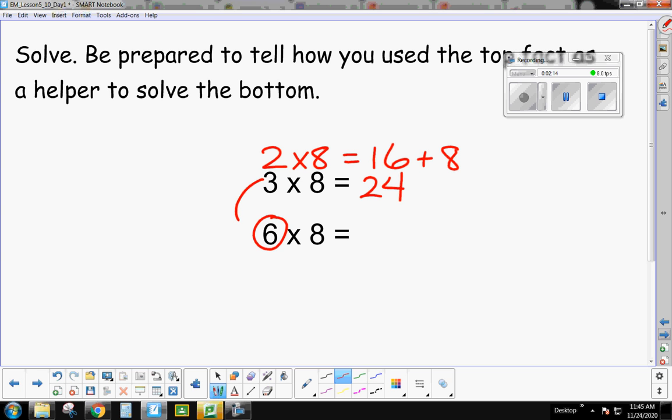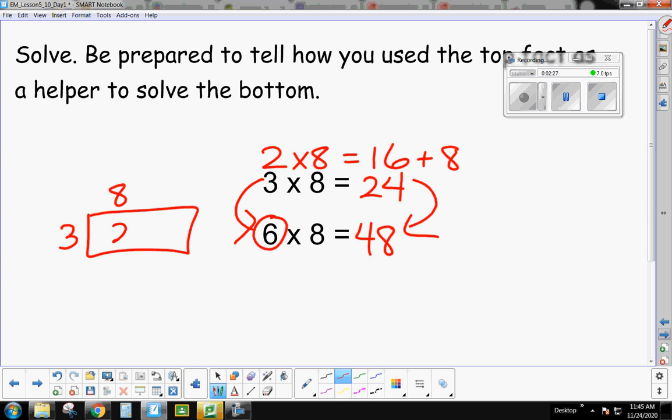6 is double 3, right? So I can take my 24 and double it. 24 and 24 is 48. That would be like if I had a 3 by 8 and I knew that was an area of 24, and then another 3 by 8 is also 24, and then I put those two together.